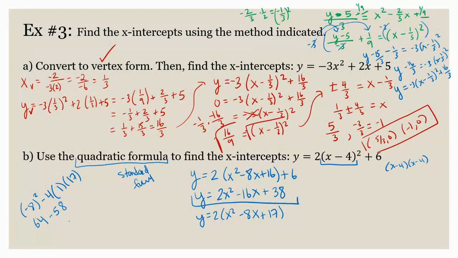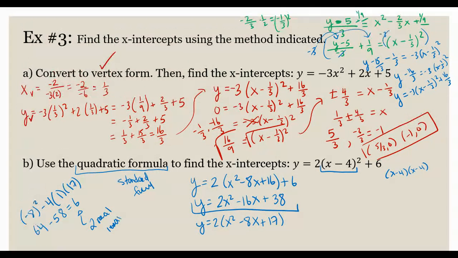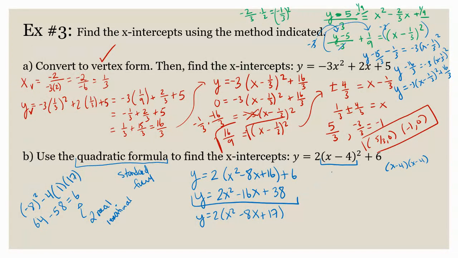58, right? Yeah, 58. 64 minus 58 is 6. Okay, so I'm gonna have two real irrational solutions, or x-intercepts. Okay, so then I can actually finish this.